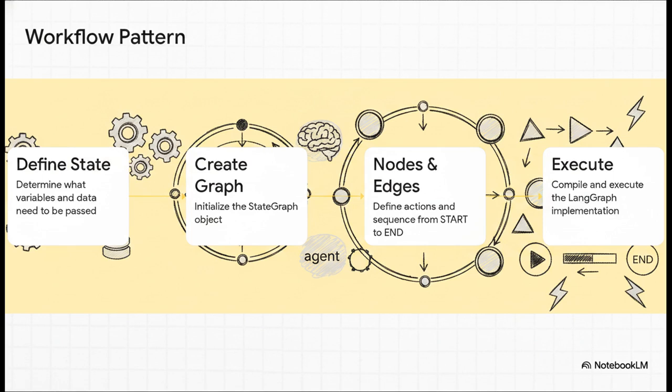Step 2, create the graph by initializing your StateGraph object. Step 3, add your nodes and edges. Remember, nodes are the actions, edges define the order. You'll set up a sequential connection from start right to your node and then to end.